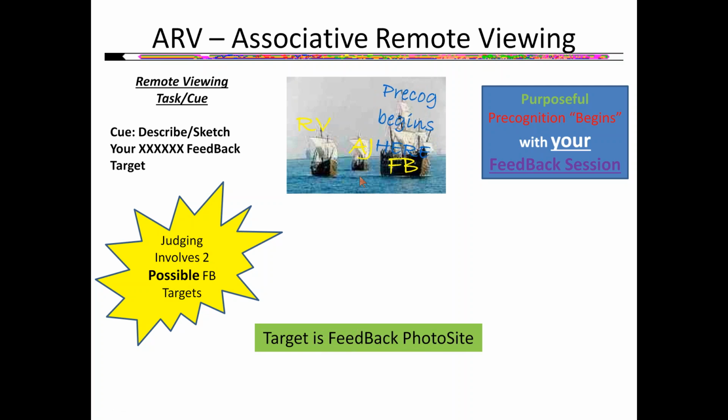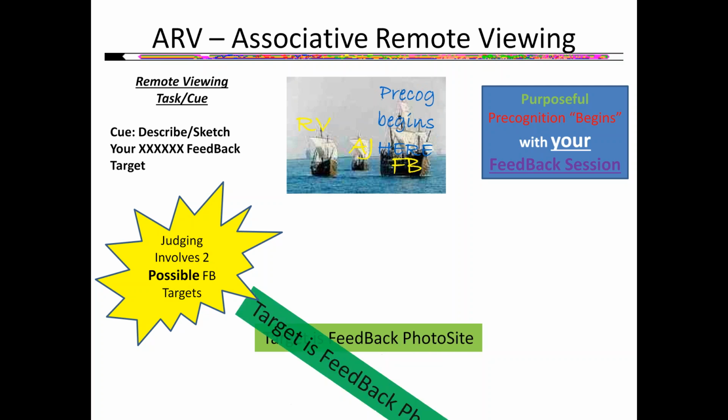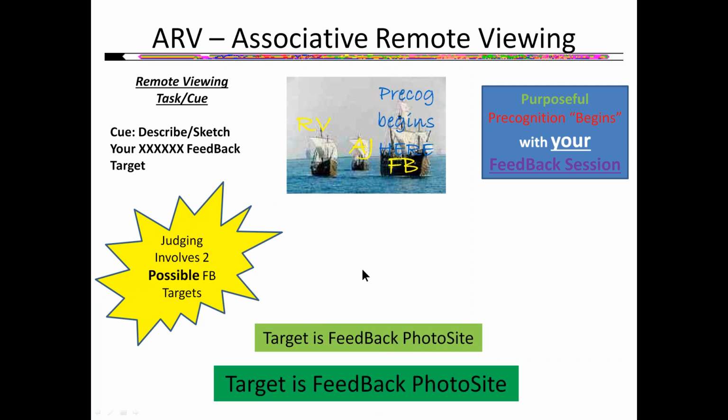Now, the target is this feedback photosite, and it's amazing how often people will give stories about going someplace else. They described something that they saw, yes, the following day, but it wasn't the target. That's not your job. The job is to describe and sketch the feedback photosite that you'll see during this session, which is when precognition begins.